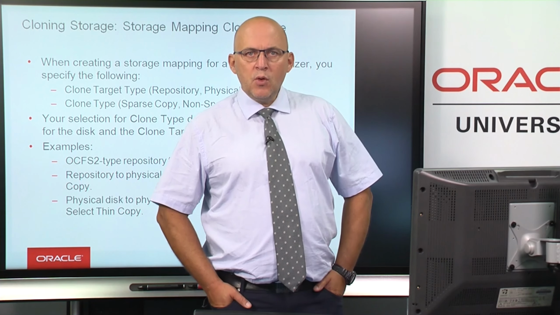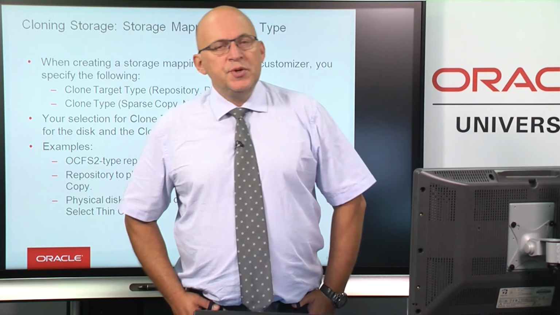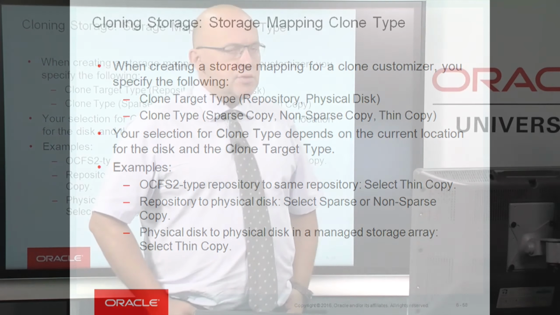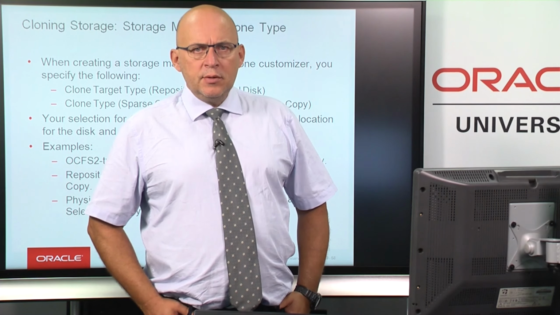Then when you are creating storage mapping, you usually have to specify the target type, whether it is a repository or a physical disk, and the clone type: sparse copy, non-sparse copy, thin copy, okay. Again, you have to be very careful about these thin copies, and your selection for the clone type depends on the current locations of your disks, okay, and the clone target type, okay.